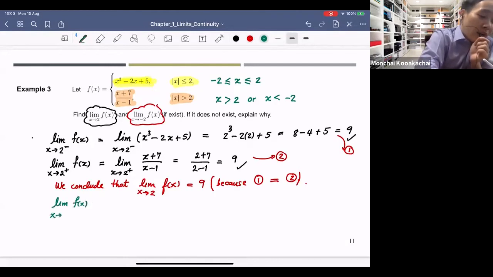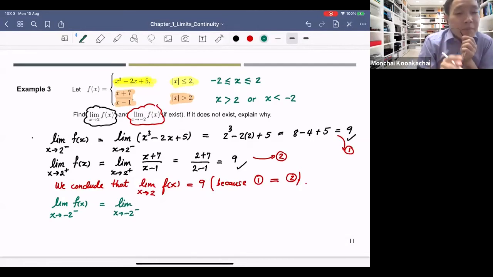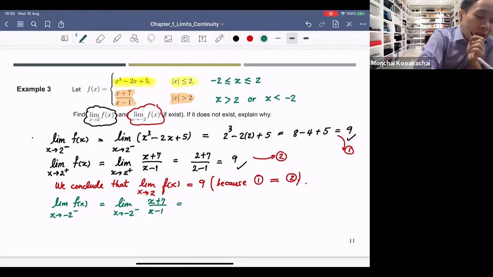I'm going to go a lot faster in the last 20 minutes because it seems like all of you can follow this easily. From the left, you have to use the orange function, because this is coming to negative 2 from the left. And this is (negative 2 plus 7) over (negative 2 minus 1), which is 5 over negative 3, which is negative 5/3.